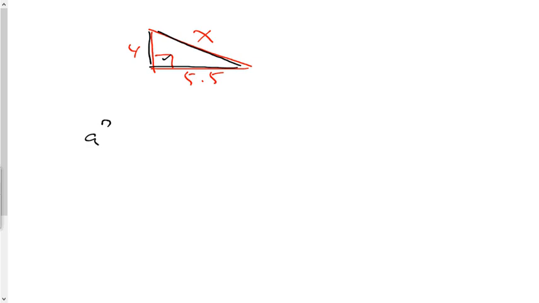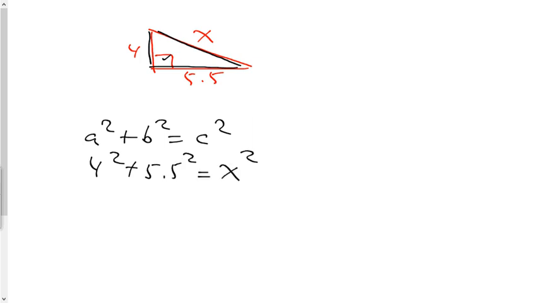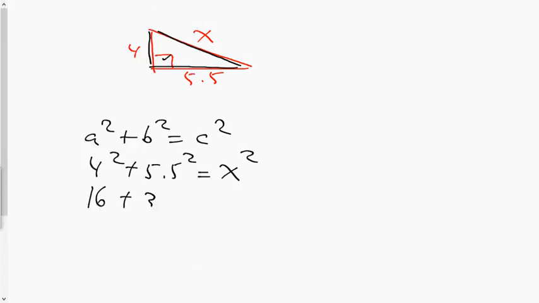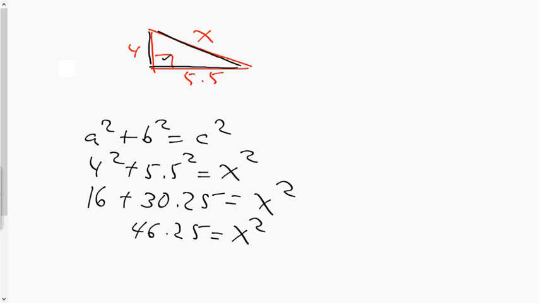In order to solve it, we use what's called the Pythagorean theorem. We substitute our data into this one. We simplify using BEDMAS. 5.5 squared is, I think I should know this one, but I don't. 30.25. And finally, 46.25 equals x squared. And Gavin, you know that we're not done yet.